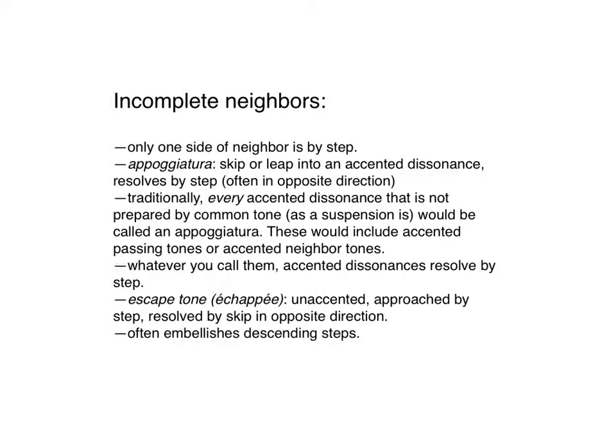Traditionally, every accented dissonance that's not prepared by a common tone, the way a suspension is, would be called an appoggiatura. And these would include accented passing tones and accented neighbor tones as well. But whatever you want to call them, accented dissonances will all resolve by step. Let me show you examples of accented neighbor tones or accented passing tones that we may also call appoggiaturas.